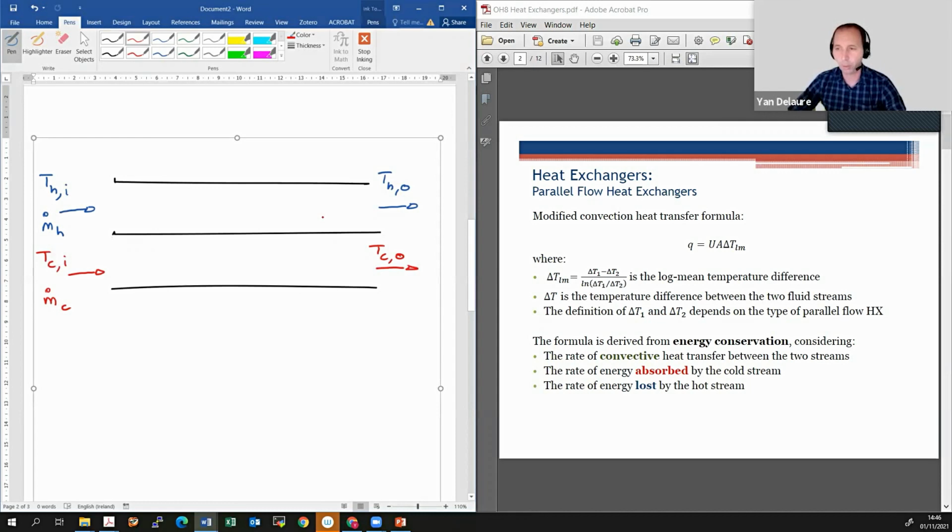For this type of problem, we know we have heat being lost by the hot stream, being absorbed by the cold stream, and we have a heat transfer from the hot to the cold, that is from the high temperature to the low temperature. So we can use the gray to represent the heat transfer. Okay, so that Q, I could have used black, but different color. Anyway, Q represents the convective heat transfer.